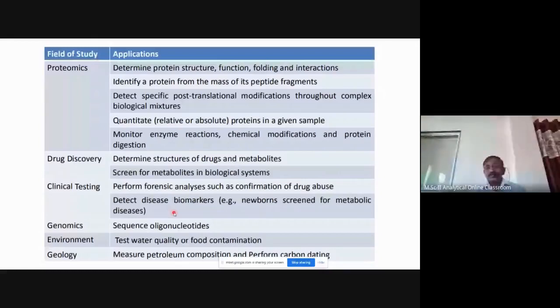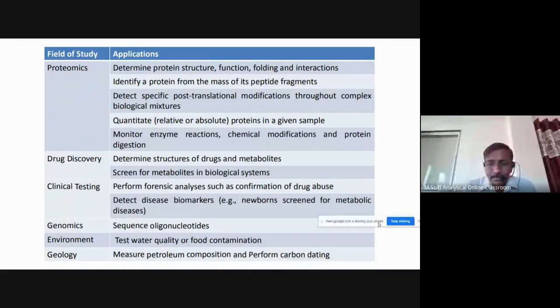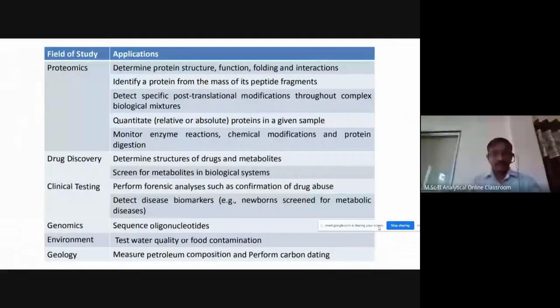Then genomics, that is the sequence of oligonucleotides, can be easily found out by using the mass spectrum. Mostly it is used here. Tandem mass spectrometry is commonly used. Then environment, for test of water quality as well as food contamination, can be easily found out by mass spectrometry. And then geological, that is the petroleum composition and carbon dating, can be measured very easily by using mass spectrometry. So this is the scenario of the whole application of mass spectrometry, and that is very useful to understand.